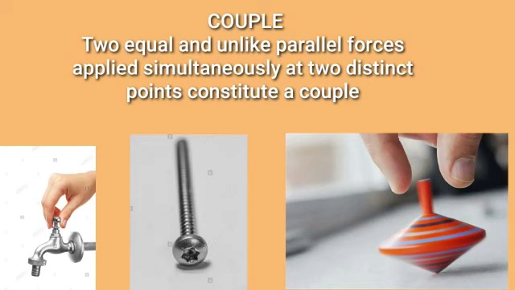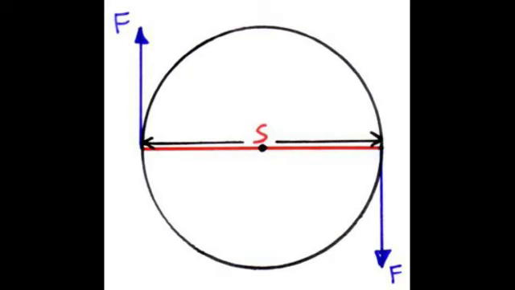Next we go on to couple. Two equal and unlike parallel forces applied simultaneously at two distinct points constitute a couple. Rotating effect of a couple is known as moment of a couple. Now when you understand a couple, you can see the examples as turning a tap, winding or unwinding a screw, spinning of a top, etc.